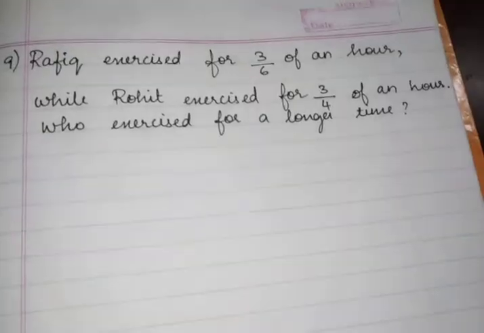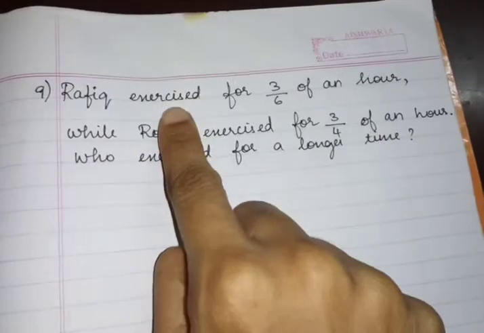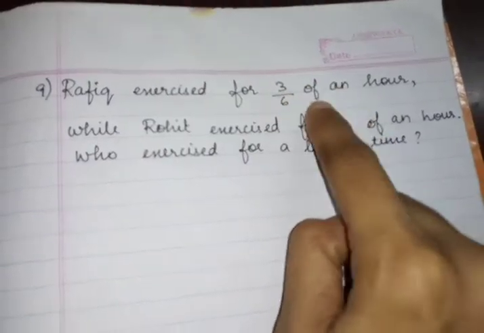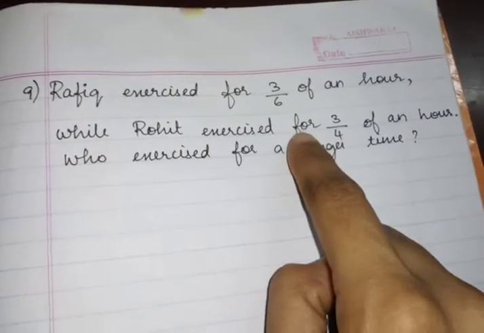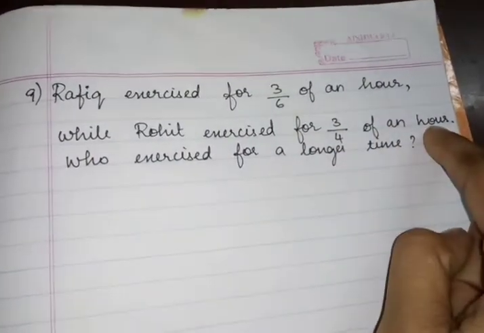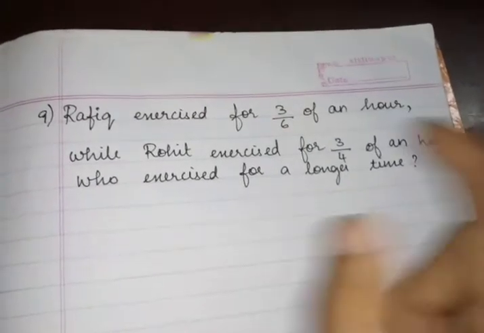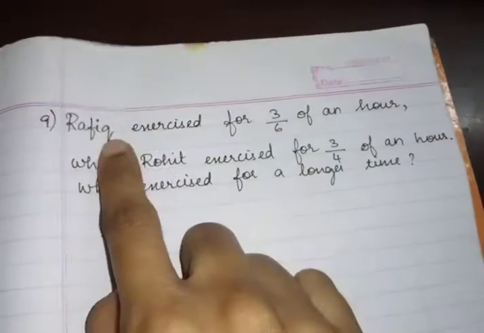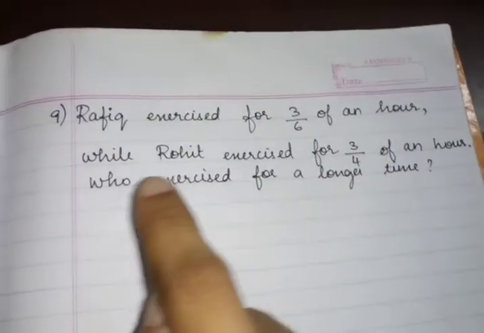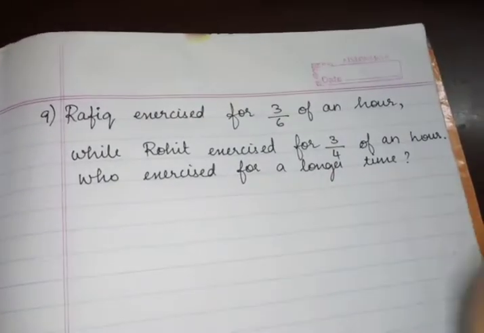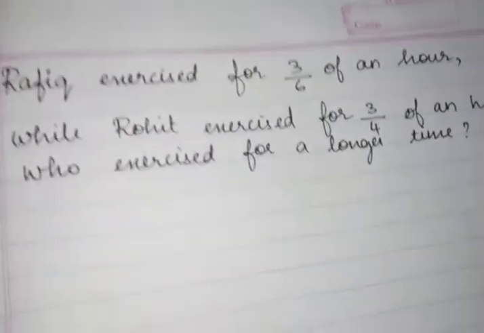Understood? Next is your ninth problem. What is the question? Rafiq exercised for 3 by 6 of an hour, while Rohit exercised for 3 by 4 of an hour. They have given the fraction of the time period for which they have exercised. Rafiq's fraction is 3 by 6. Rohit's fraction is 3 by 4. Who exercised for a longer time? They are asking whose time is higher.